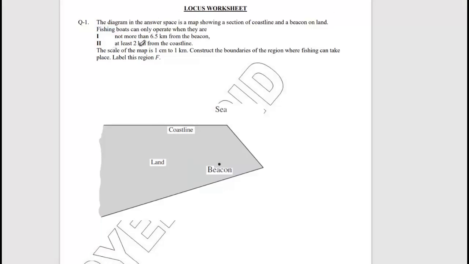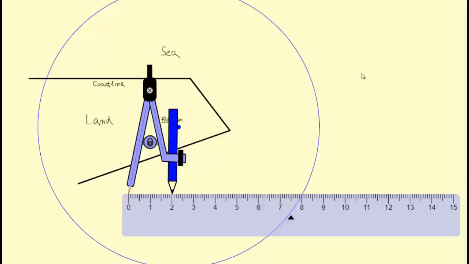And at least 2 kilometers from the coastline. The coastline is a straight line, and 2 kilometers from one straight line, it is a parallel line. 2 kilometers is equal to 2 centimeters. Open the compass 2 centimeters.